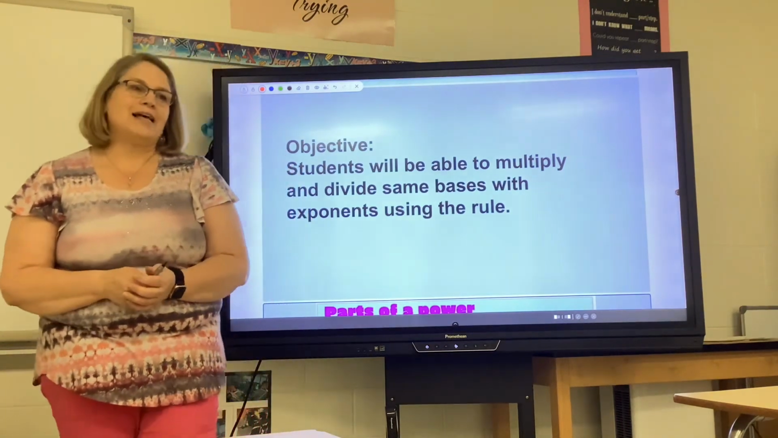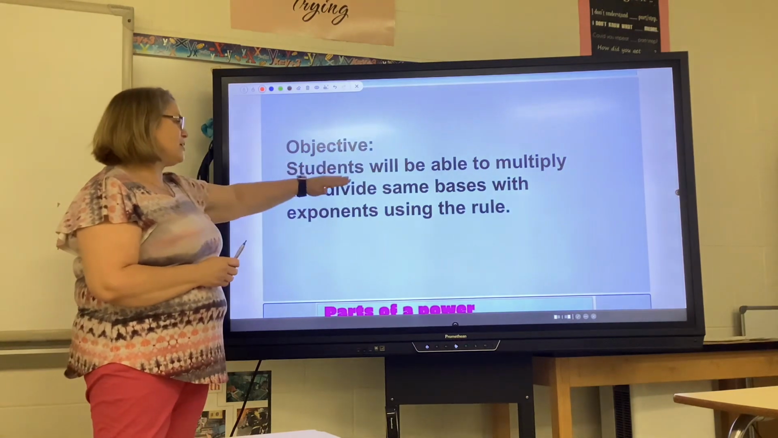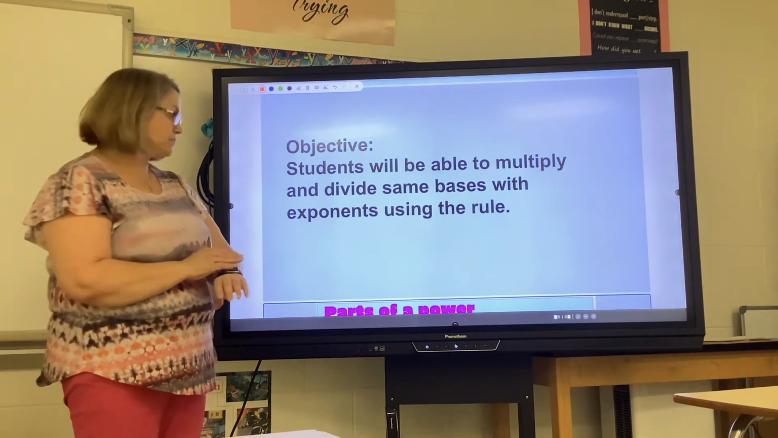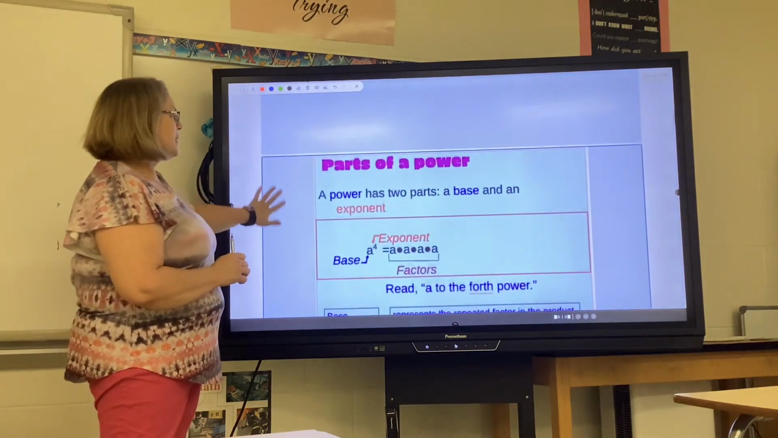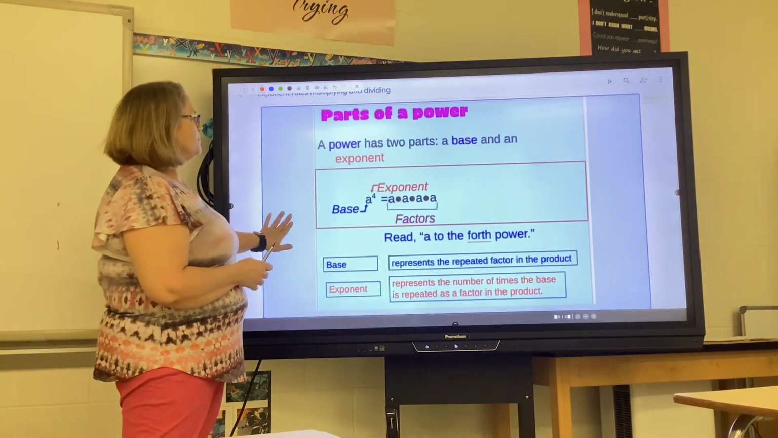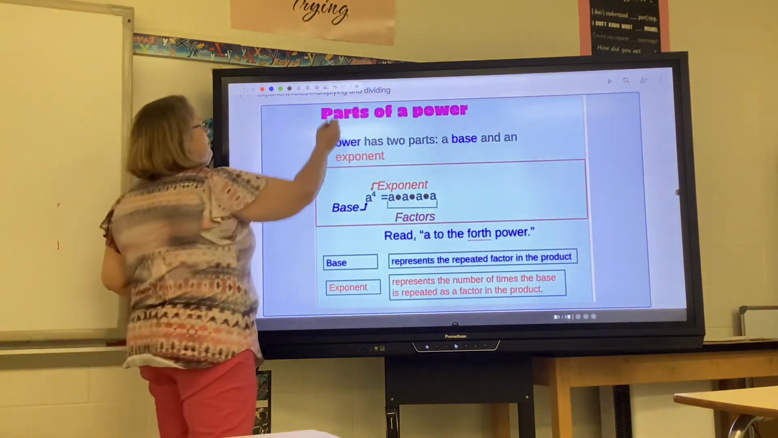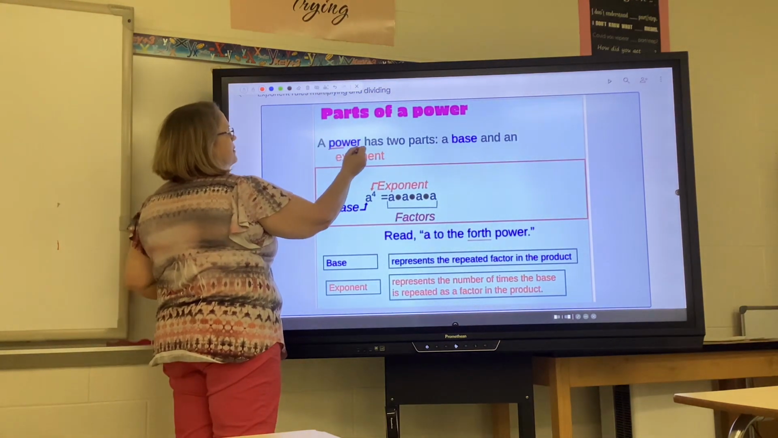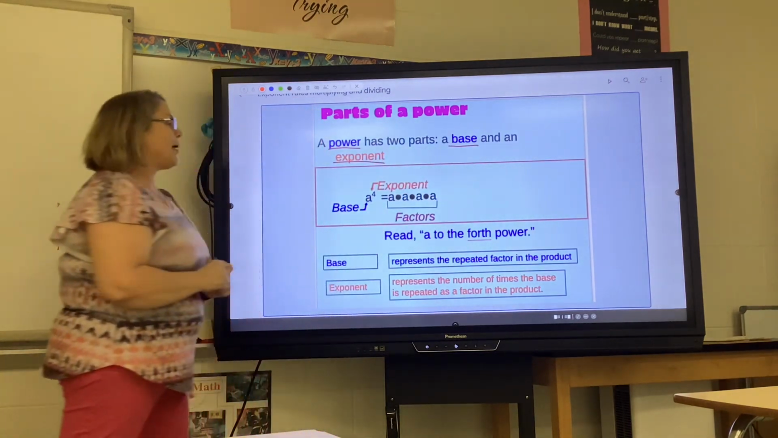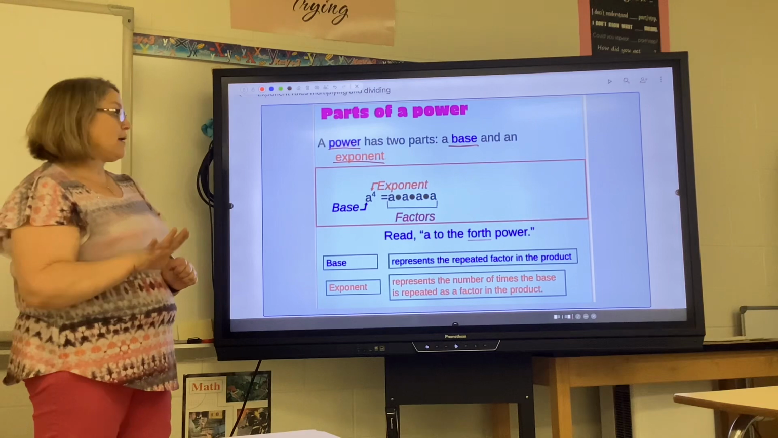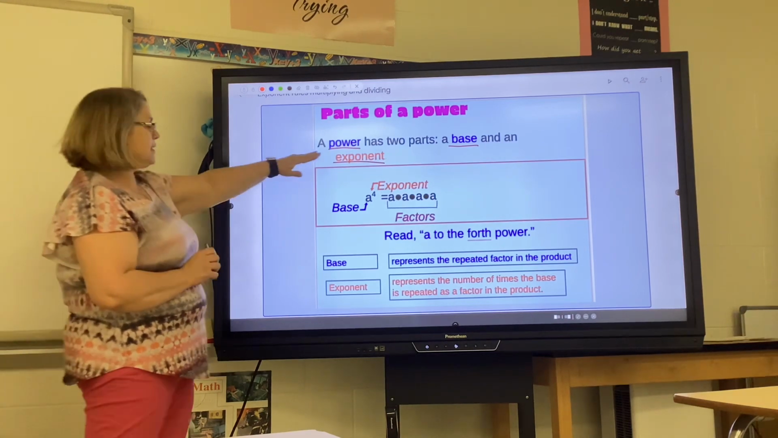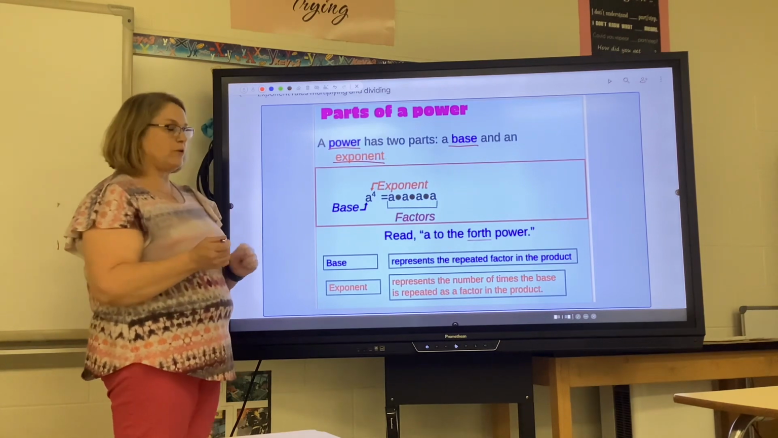Good afternoon, class. Today we are going to learn to multiply and divide same bases using the rule. Look at your notes, and you will see parts of a power. Please fill in the words that I'm underlining. So a power has two parts, a base and an exponent. You will notice down here we're going to have the same words.